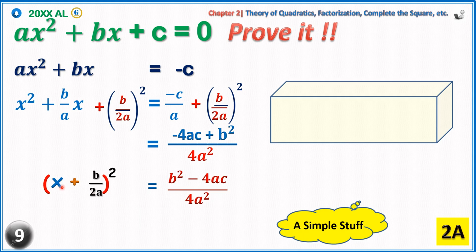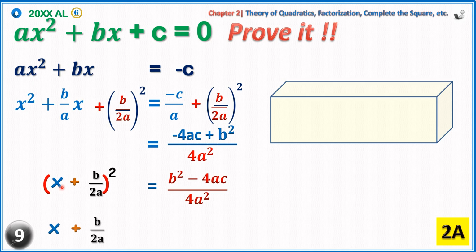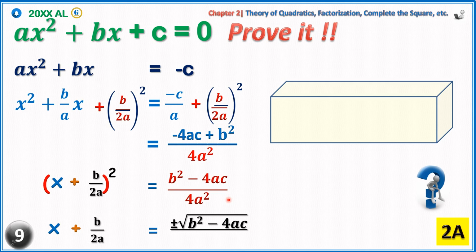Since we are solving for x, we take the square root of both sides, and for the left hand side, we'll be left with x plus b over 2a is equal to the square root of b squared minus 4ac all over 4a squared. But looking at the lesson on surds that we saw previously, we know that this is the square root of the numerator over the square root of the denominator. And the square root of the numerator will be plus or minus. Note that each square number has a positive and negative square root. So plus or minus the square root of b squared minus 4ac, all over the square root of 4a squared, which is 2a.